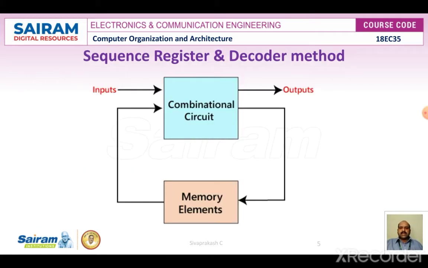First one, sequence, register and decoder method. In this method, a register is used to sequence the control states. This register is decoded to provide one output for each state. For n flip-flops in the sequence register, the circuit will have 2 to the power of n states and the decoder will have 2 to the power of n outputs. Example, a 4-bit register can be in any one of 16 states.